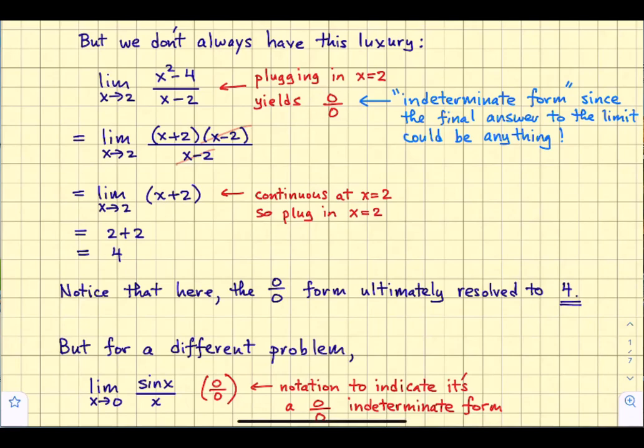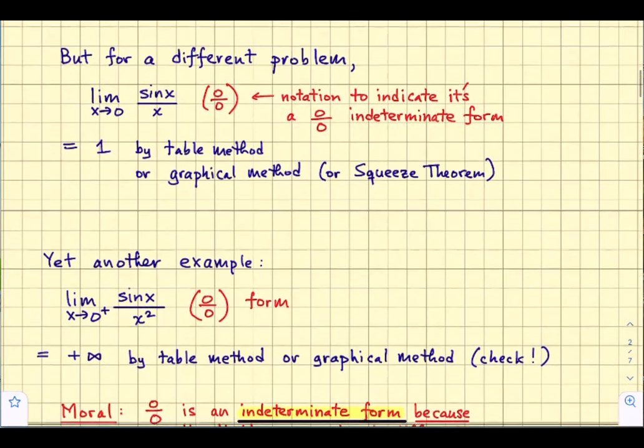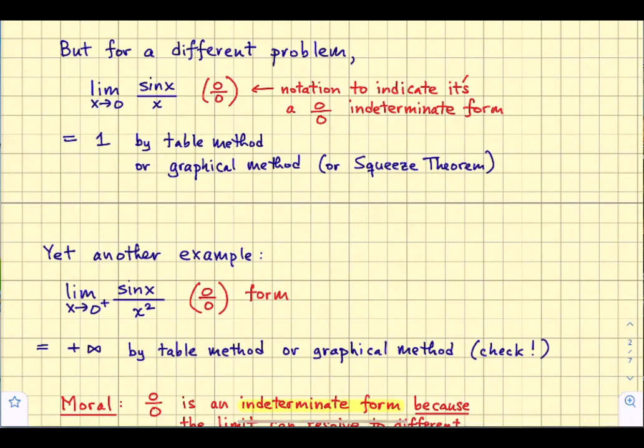If we take a look at a different example, if we take the limit as x approaches 0 of sine x over x, as x goes to 0, sine x goes to 0, and x goes to 0, so the numerator goes to 0, the denominator goes to 0. This is not a continuous function at 0. And so notice off to the side, in parentheses, I write 0 over 0. I don't write equals 0 over 0. Mainly this is a notation to indicate that the limit we're dealing with is of a particular form.